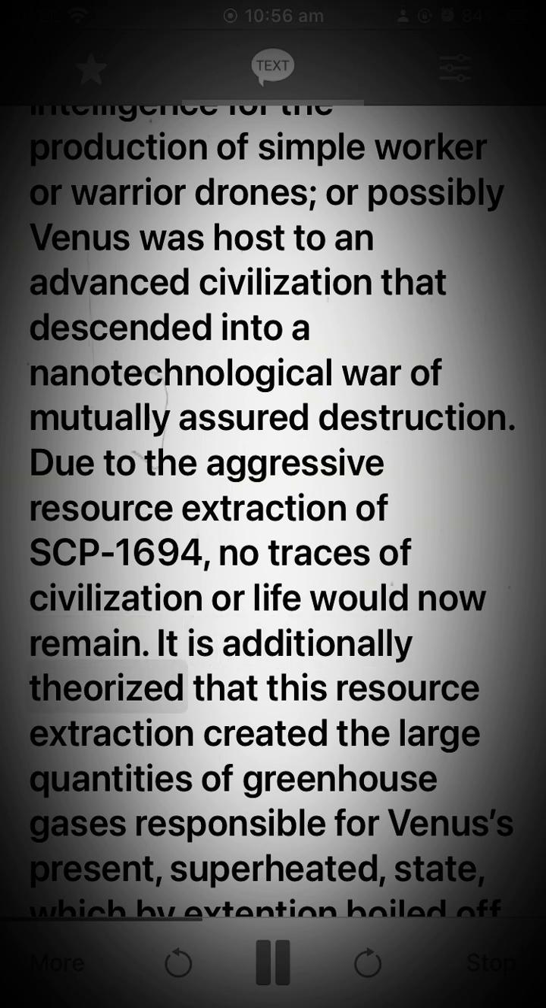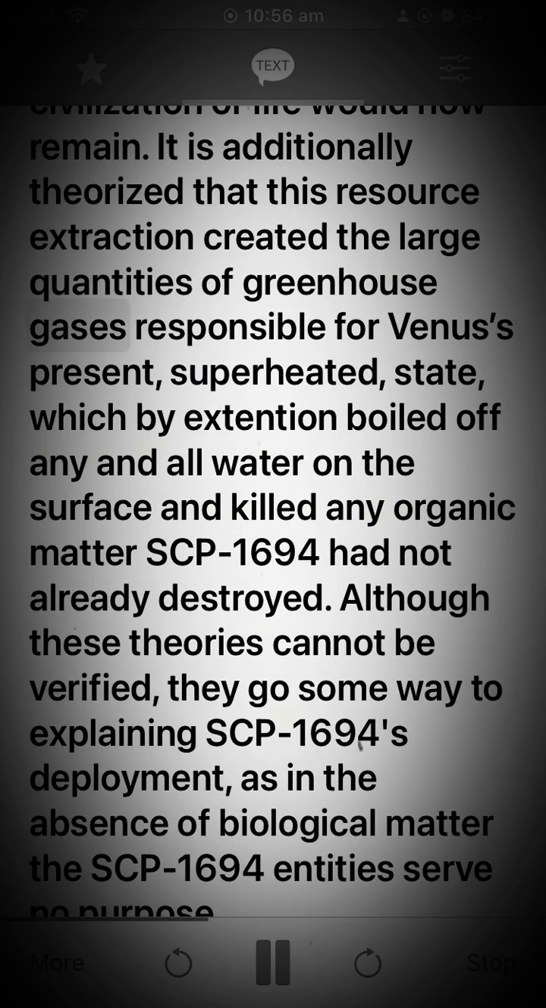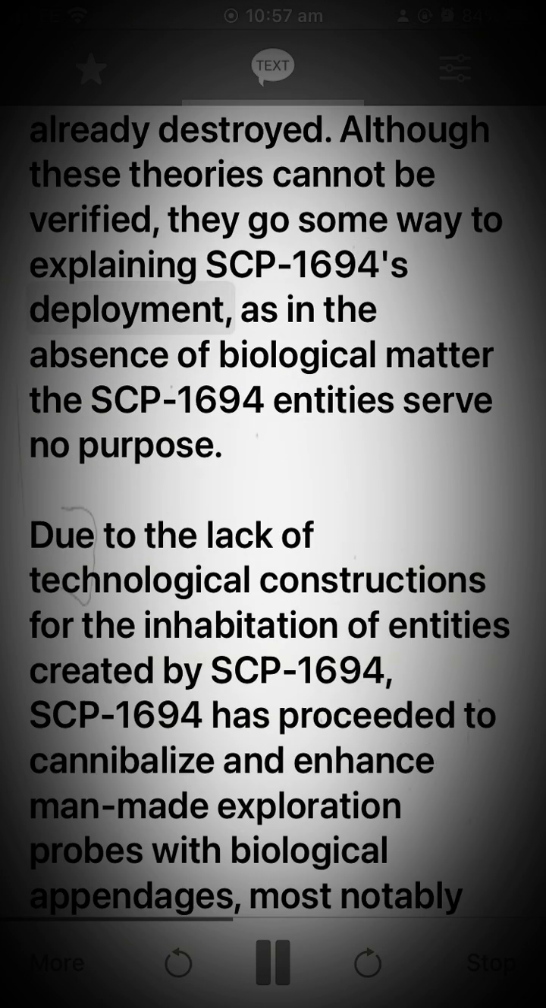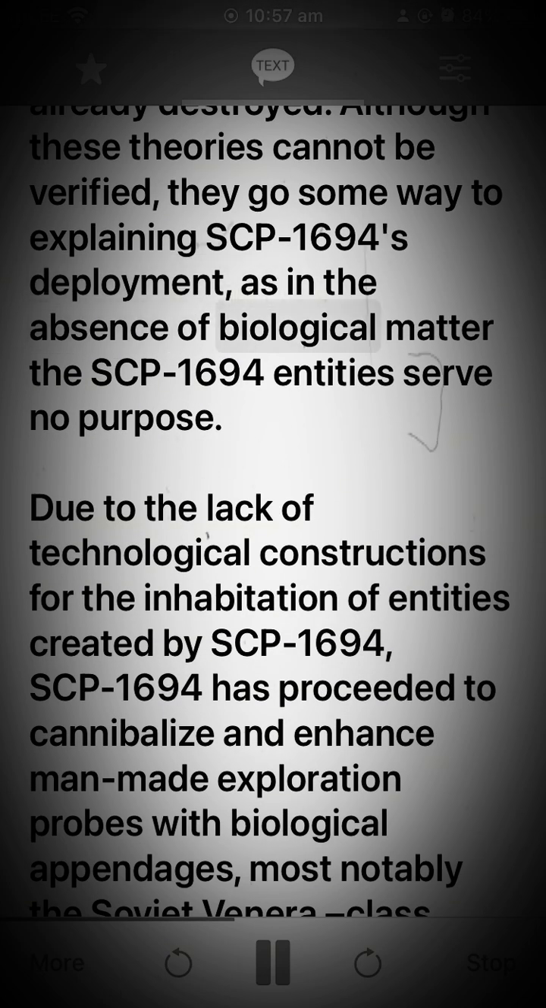It is additionally theorized that this resource extraction created the large quantities of greenhouse gases responsible for Venus's present, superheated state, which by extension boiled off any and all water on the surface and killed any organic matter SCP-1694 had not already destroyed. Although these theories cannot be verified, they go some way to explaining SCP-1694's deployment, as in the absence of biological matter the SCP-1694 entities serve no purpose.